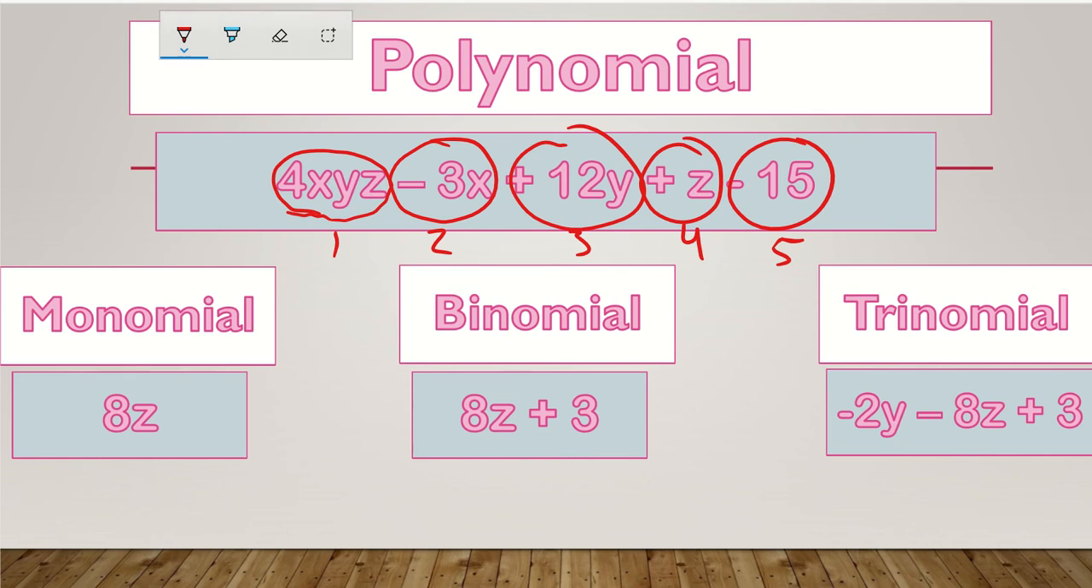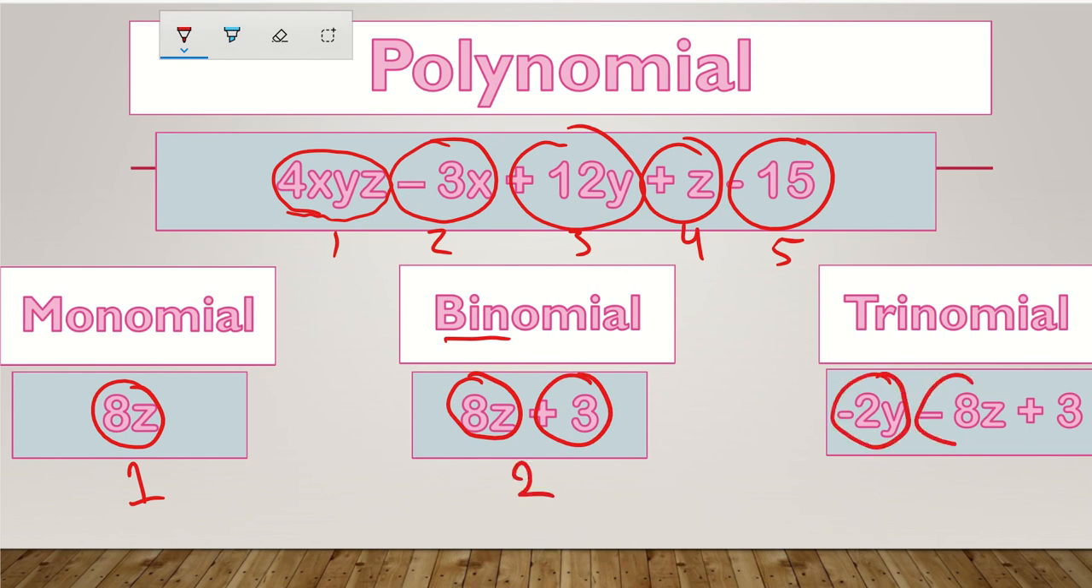Now, we can break down the polynomial into different ones, but we're going to talk about the monomial. A monomial is a polynomial with only one term. As you can see, we don't have anything attached to it in the front or in the back. It's only one term. A binomial means two, so we have two terms. We have this one, the 8z, and we have the 3. And a trinomial has 3 terms.